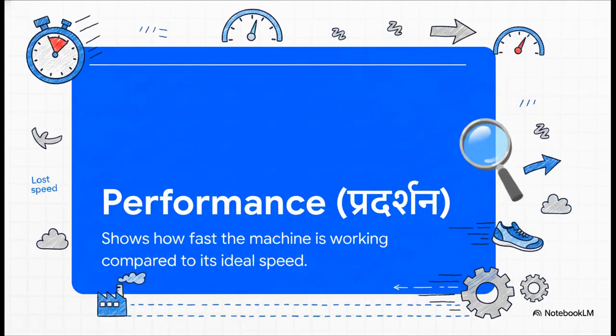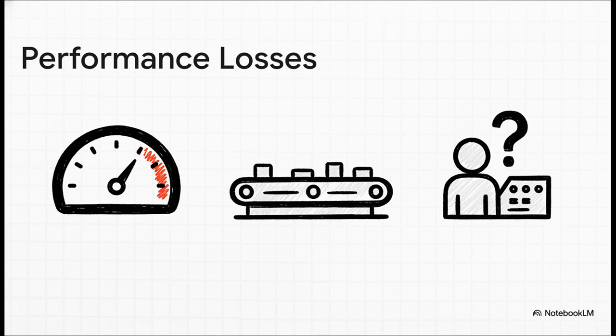Okay, so availability covers lost time. But what about when the machine is running, but just not as fast as it could be? Well, that brings us to our second pillar, performance. This one is all about lost speed. You know, performance losses can be kind of sneaky. It's not just about running the machine at a slower than ideal speed. It also includes those tiny, almost invisible micro-stoppages that really add up, or even just small inefficiencies in how an operator is running the machine.